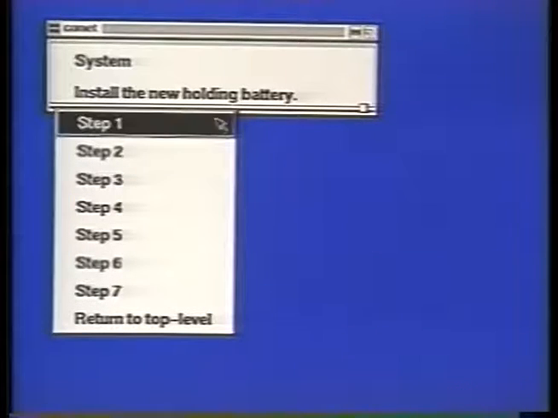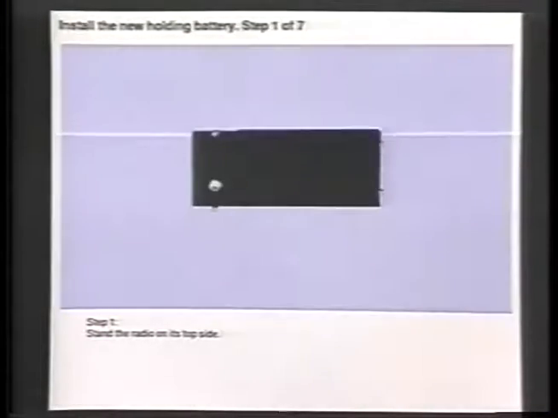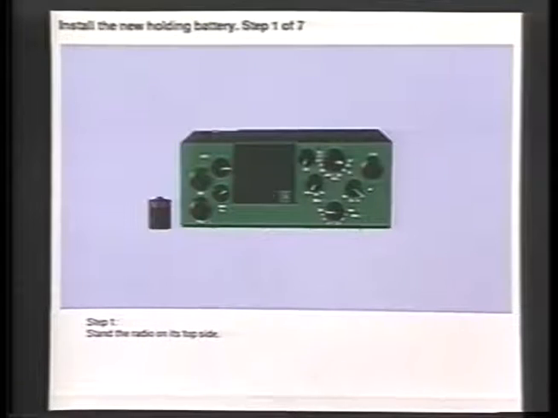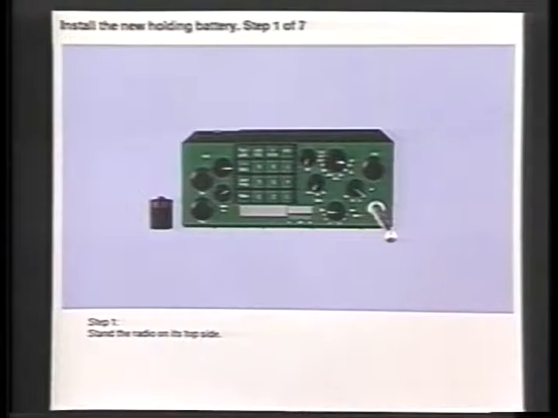Since additional detail has been requested, COMET generates a sequence of displays containing text and pictures. In this case, there are 7 displays, one for each step in the installation procedure. The user can skip around between steps, go through them one by one, or can review previous steps if desired. In this first step, the user is instructed to stand the radio on its top side. None of what you see is canned. All text and graphics are designed and generated after the user requests to see the display.